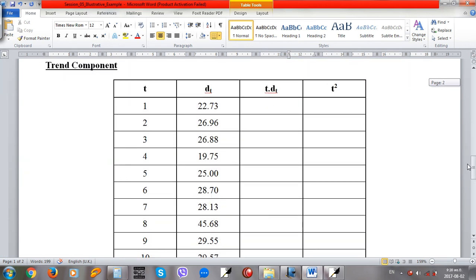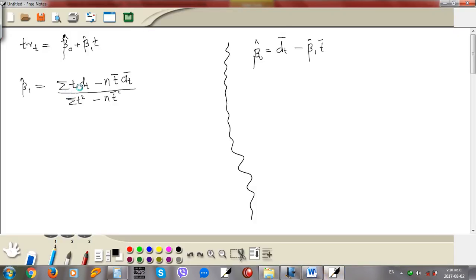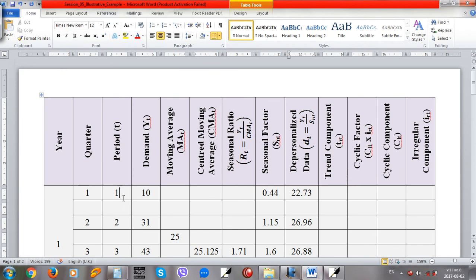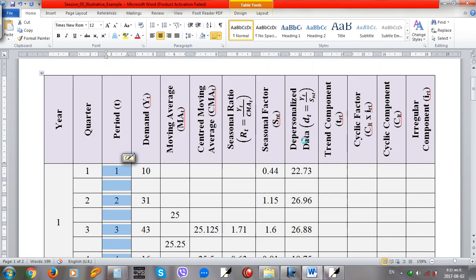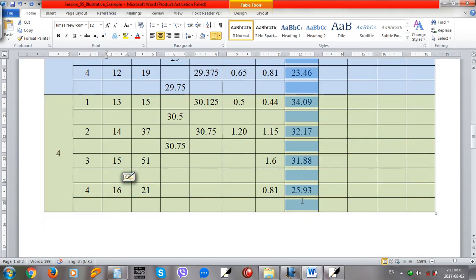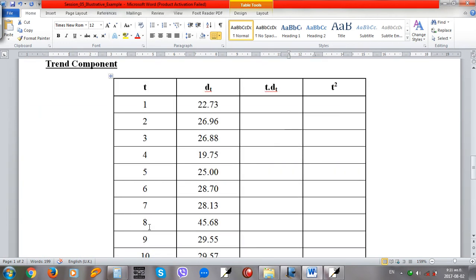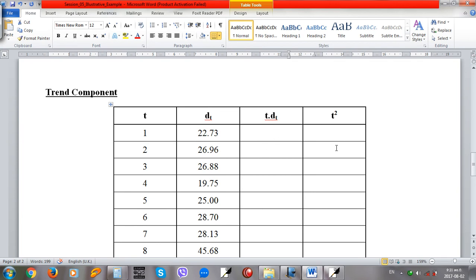So this is the table, these t values, because you need t dt. To find t dt, it means t multiplied by dt. So we can take t values from this column, and dt values from this column, to that table. Then you can find t times dt, it means t multiplied by dt, right?